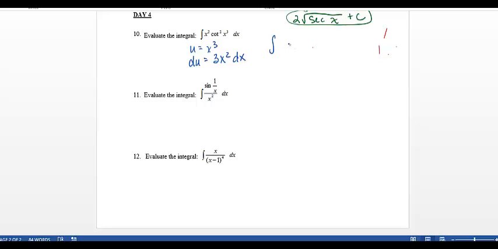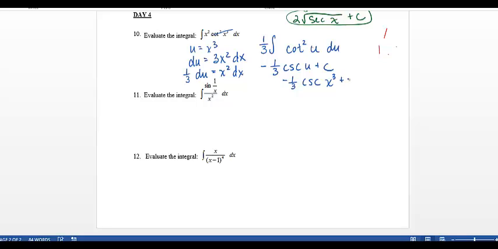When I rewrite it, I actually get cotangent squared u. That's this part. I need x squared dx. I have that by putting in a 1/3 du. So I'll write 1/3 du. The integral of cotangent squared is negative cosecant u plus c. So my final answer would be negative 1/3 cosecant x cubed plus c.